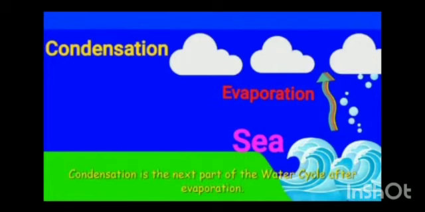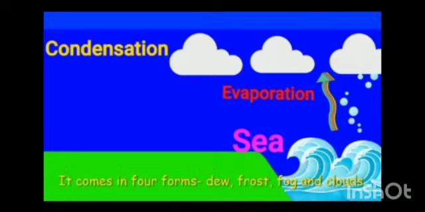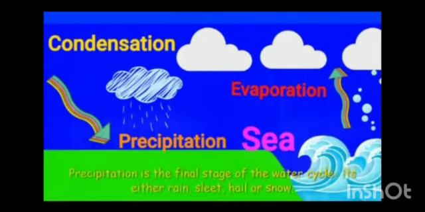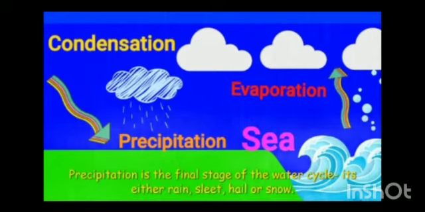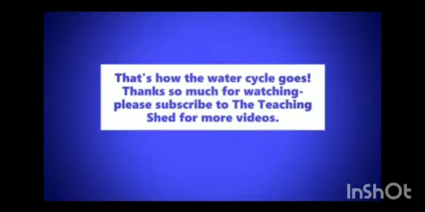Condensation is the next part of the water cycle after evaporation. It comes in four forms: dew, frost, fog, and clouds. Precipitation is the final stage of the water cycle. It's either rain, sleet, hail, or snow. Precipitation falls from a cloud, and the water cycle begins again. That's how the water cycle goes.